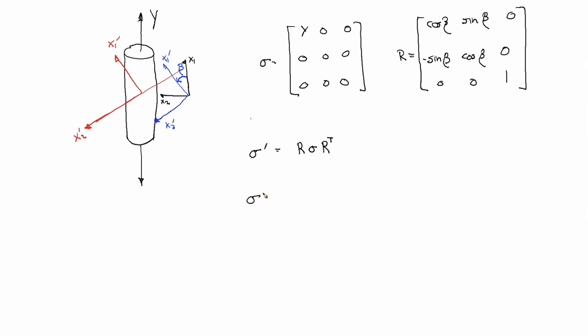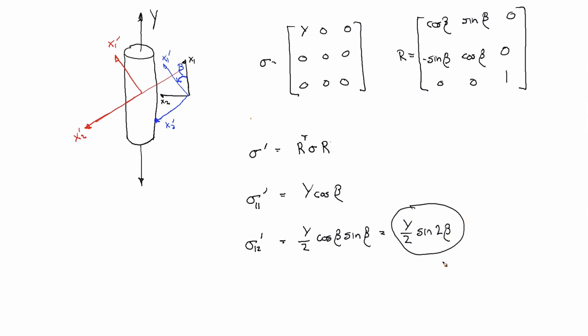And so the stress in the primed coordinate system in the 1-1 direction would be equal to Y cosine squared beta, and the stress in the 1-2, that would be the shear stress in the primed, would be Y cosine beta sine beta, or Y over 2 sine 2 beta. And it turns out that this thing here is a maximum at 45 degrees.